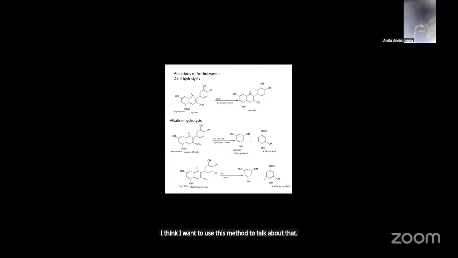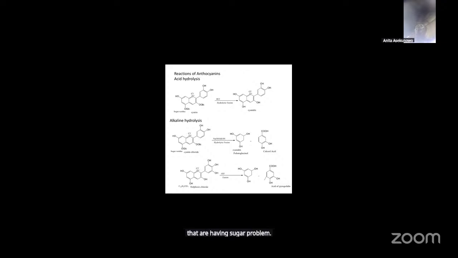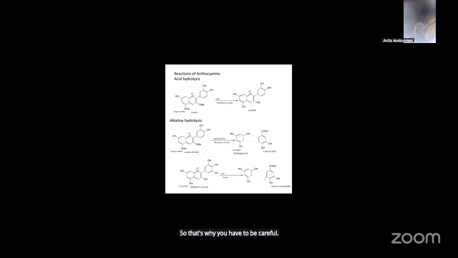I want to use this opportunity to talk about that, because these days I've encountered so many youths that are having sugar problems. So I want you to be cautious, because the shelves in the market are full of sugar, in the name of juice, in the name of drinks. Even the so-called Zobo has been adulterated. These are the things that make you see a youth who has not gone anywhere in life having diabetes. And when you start managing diabetes as a youth, it's a problem, because before you know it, you start having kidney problems. So you have to be careful of your cravings for sugar, of your cravings for sweet things.